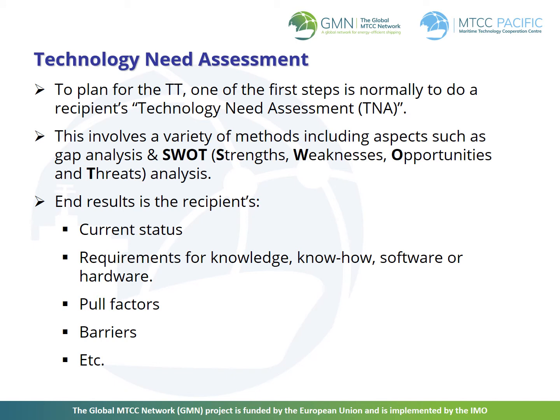To plan for the TT, one of the first steps is usually to do a recipient's Technology Needs Assessment, or TNA. The TNA uses a variety of strategies, including gap analysis and SWOT analysis. The end result is information about the recipient in the following areas: current status, requirement for knowledge, know-how, software or hardware, pull factors, barriers, and so forth.